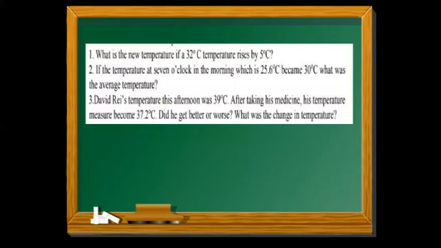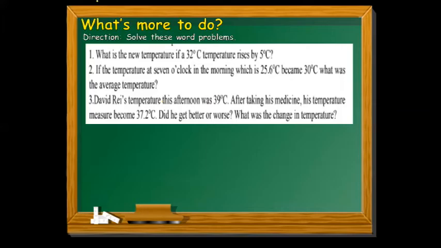Okay? So what's more to do? What is the new temperature if 32 degrees Celsius temperature rises by 5 degrees Celsius? For number 1, we will just add 32 degrees Celsius and 5 degrees Celsius. So the answer is 37 degrees Celsius. Okay? And then we have number 2.